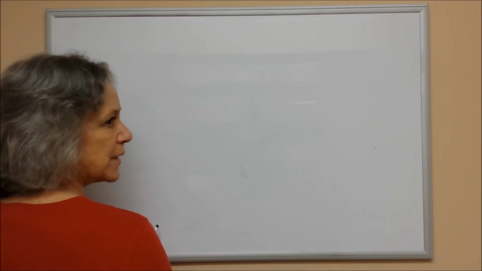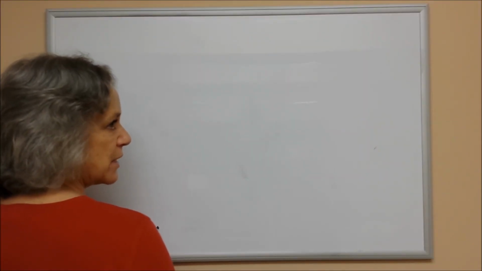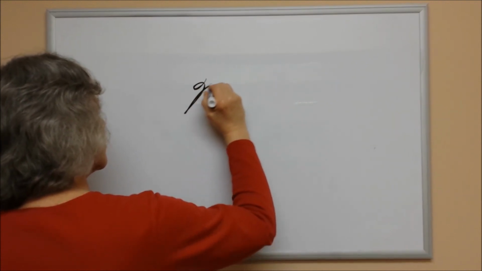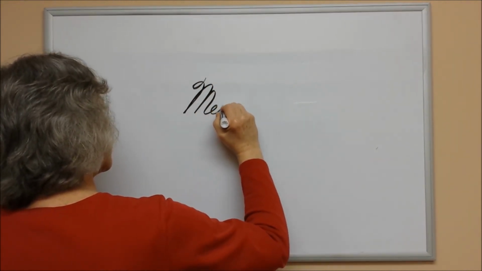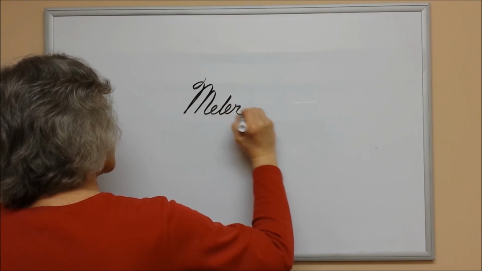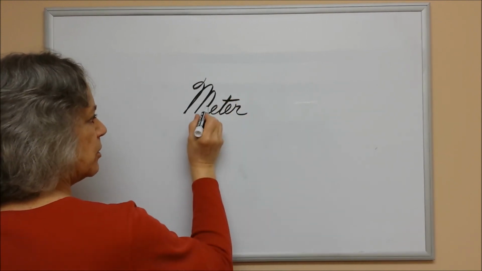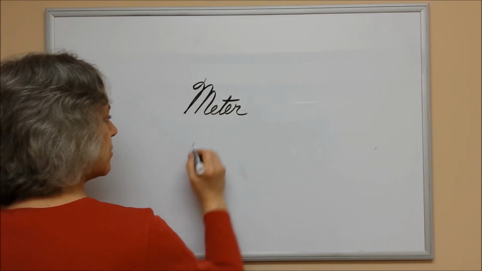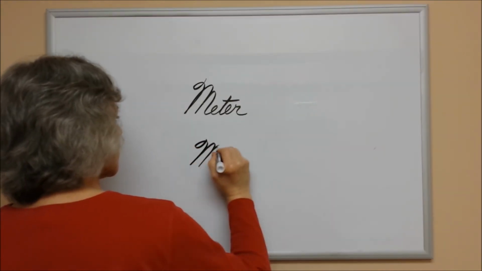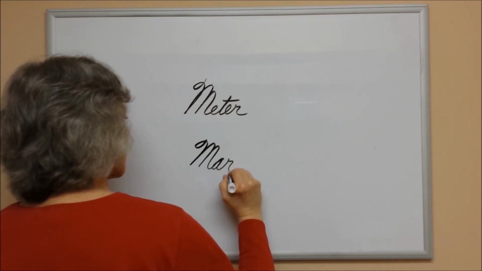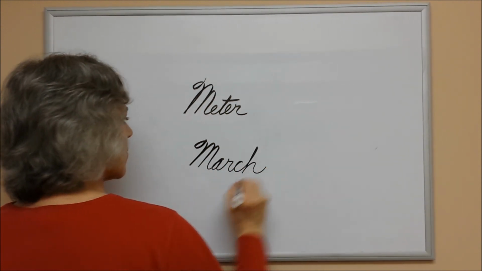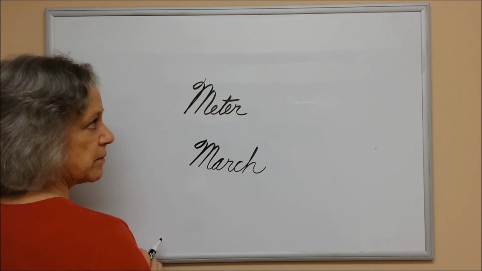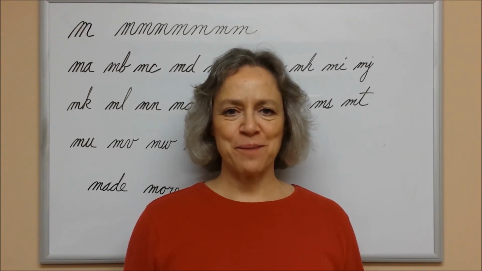The capital M can easily be connected to the next letter. Okay, so we finished the M down here at the bottom, so it was quite easy to go to the next letter. So the capital M can be connected. So that's the letter M.